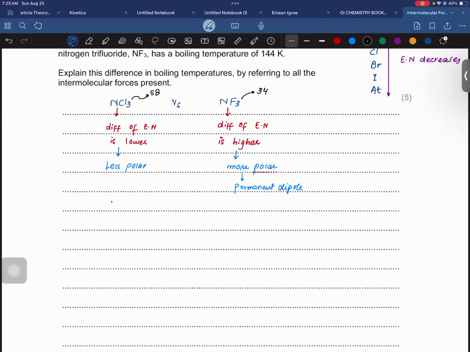Permanent dipole is stronger than the London force.